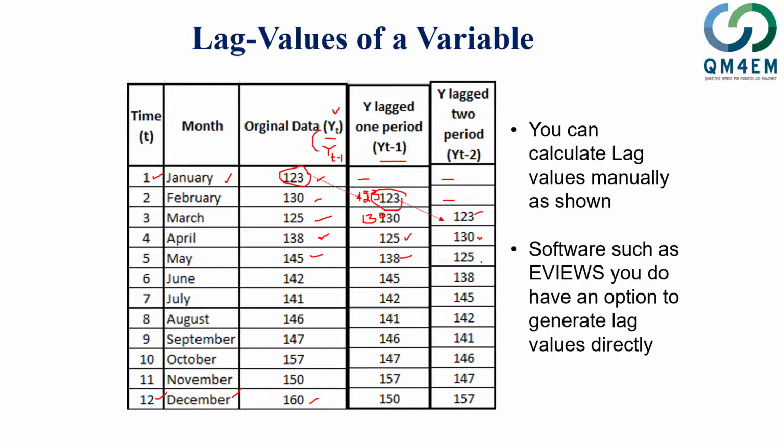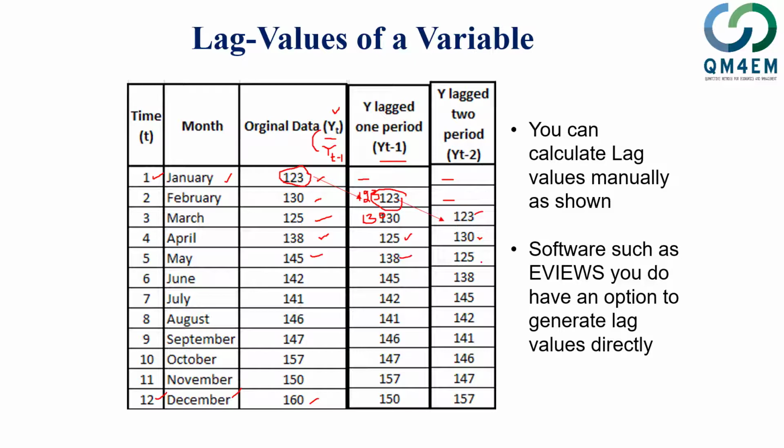As for the usefulness, why we will be using these lag values and this autocorrelation: as I told you, autocorrelation is an issue of time series data. Time series data have an issue of autocorrelation, and we can use it for a number of things. It has a lot of applications, so we are going to see that.